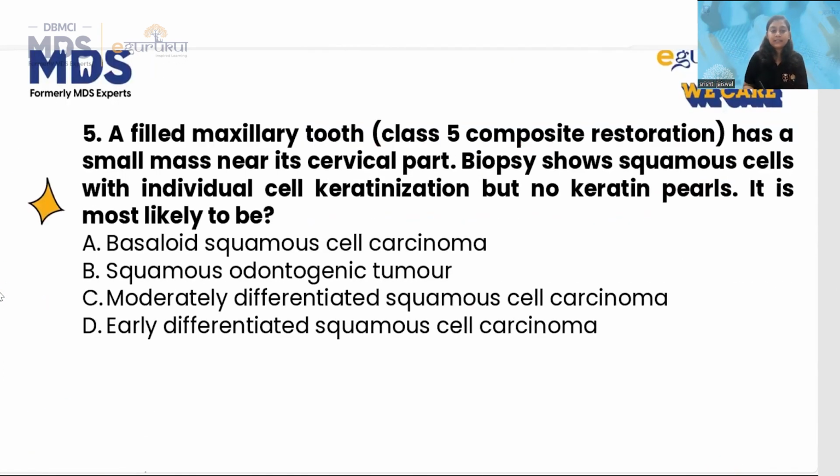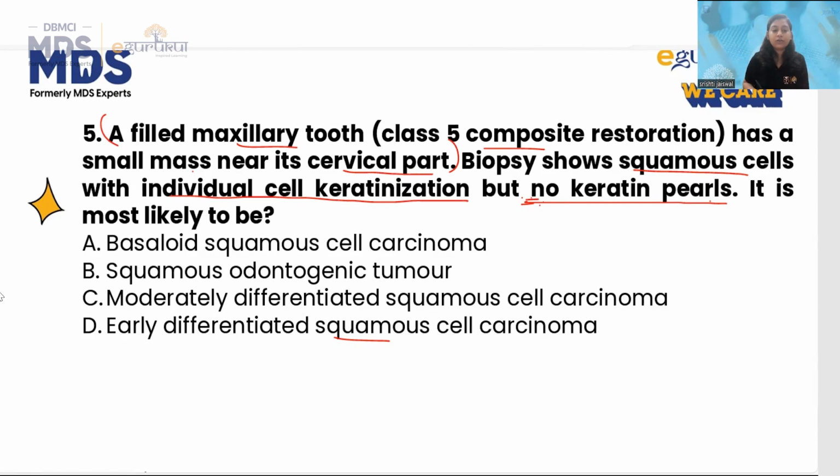A filled maxillary tooth with class 5 composite restoration has a small mass near its cervical part. Okay. Biopsy shows squamous cells with individual cell keratinization. Now, this is not the important part of the question. The most important part of the question is that the squamous cells have individual cell keratinization but no keratin pearls. Okay. So keratin pearls are not seen. Okay, so the options are ruled out like this. Okay, keratin pearls are not seen. That means it is not squamous cell carcinoma, because any squamous cell carcinoma will have the keratin pearls.